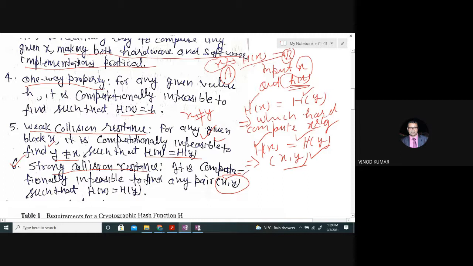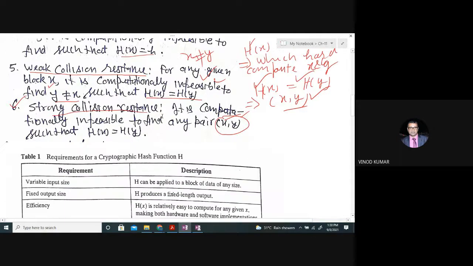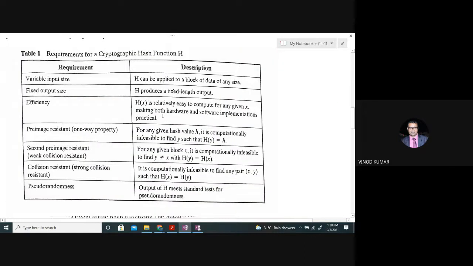Okay, last year this question was involved in your exam. Actually, last year I was a member of the paper study committee, so I discussed these questions. I provided one theoretical and one practical question, only on the simple basic concepts of the hash function. So for the exams, this is a very important chapter for you. Okay. So see, this is a comparison of the requirements of the cryptographic hash function.